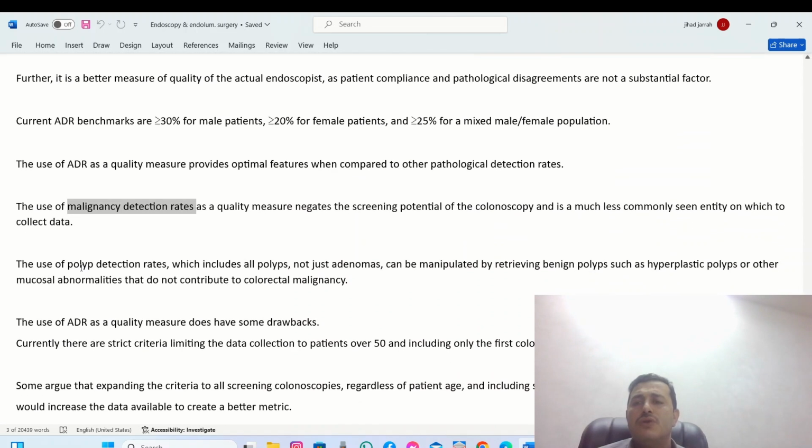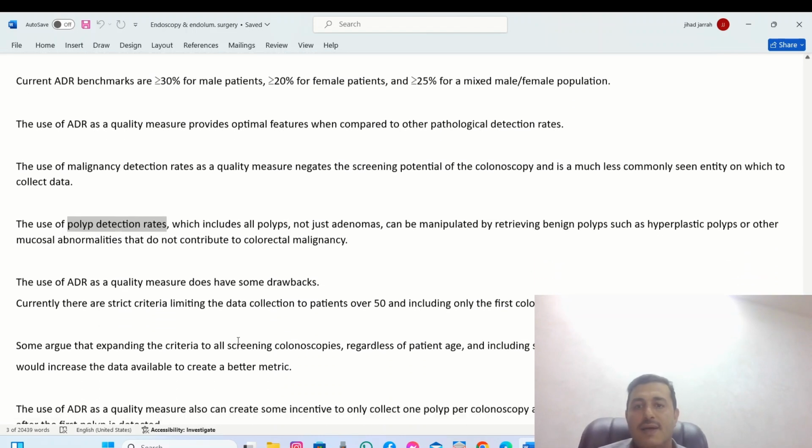And why not use polyp detection rate? This is because it will push endoscopists to remove unnecessary polyps from the colon, and so it will not help.